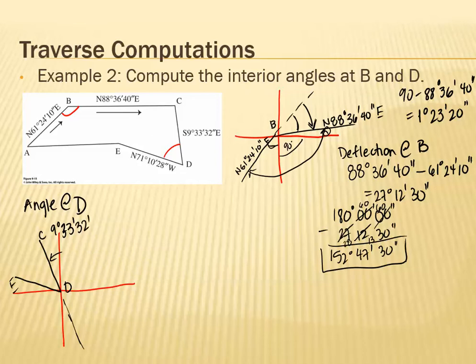Okay, we know that. What else do we know right now? Well, we know that this line right here is 71. No, I mean, this is being measured, that one, like this. So that angle right there is 71 degrees, 10 minutes, 28 seconds, which means I could calculate this right here by going 180 minus that.